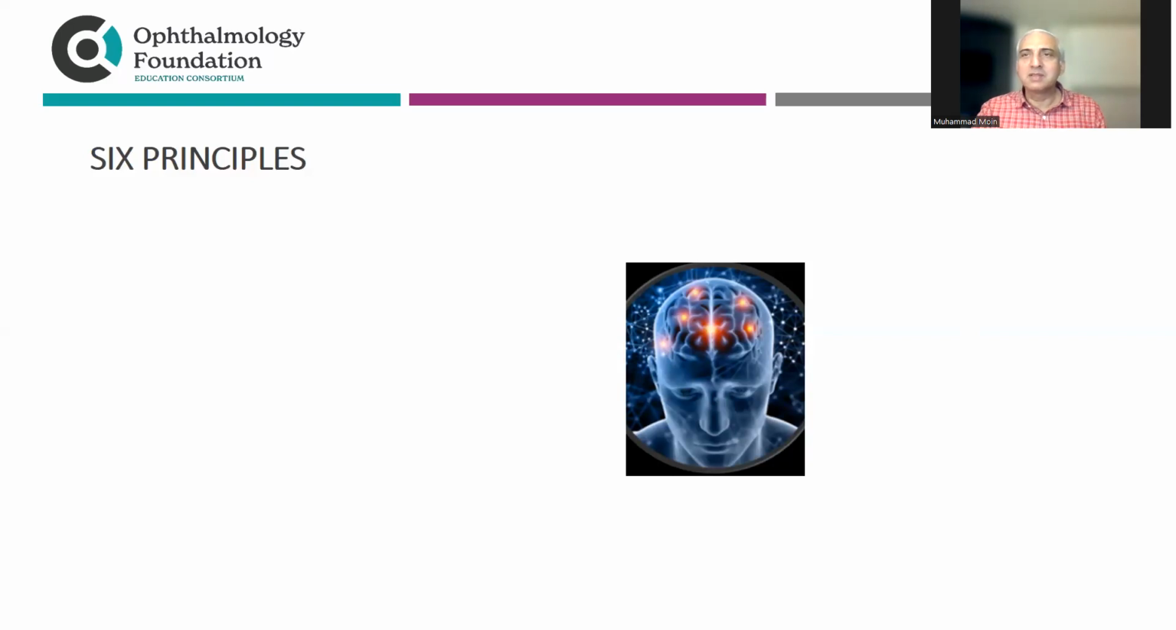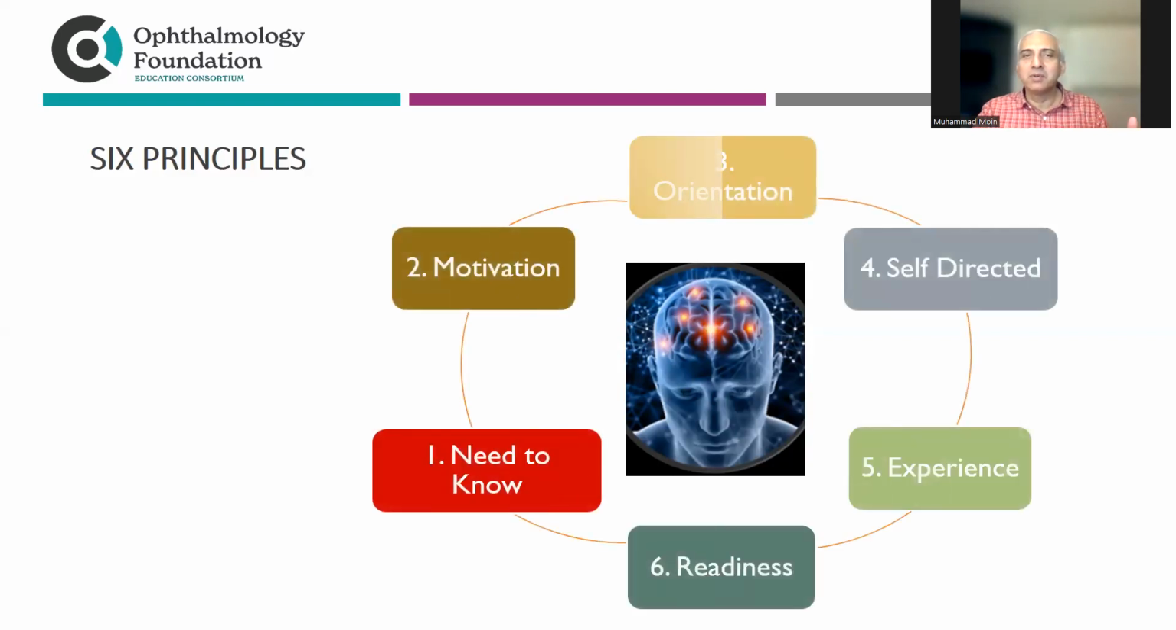So the six principles, if we recapitulate them, number one is the need to know. Number two is motivation. Three is orientation. Four is self-direction. Then they need experiences, and then they need to be ready to learn.